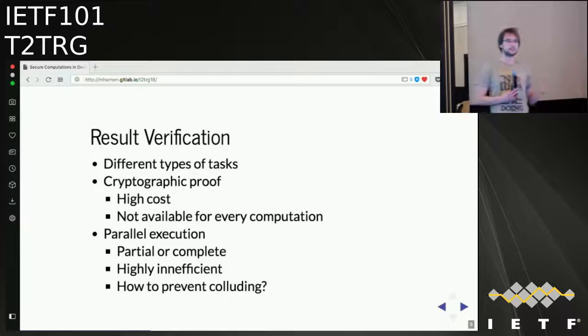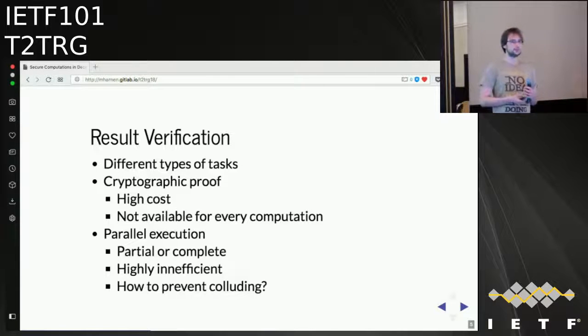So we can have different types of tasks. We can have proof of work types of tasks, and it's very easy to check if the task was correct or not. So we just compare it against the hash. However, usually verification means that we have to recompute the whole task and then compare if the result is the same. So in many systems, we can generate cryptographic proofs, like zero knowledge proofs, to prove that the result is correct.